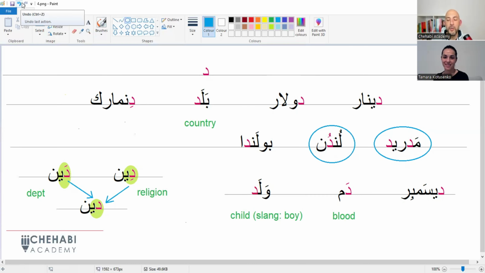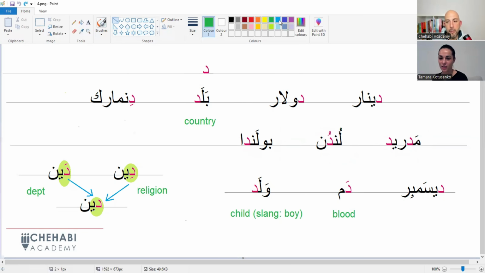London. We write London, we read London or Landan. Bulanda. Exactly. We write Bulanda, we read Polanda, which is Poland. It's a P, you see? Polanda. This is the context.